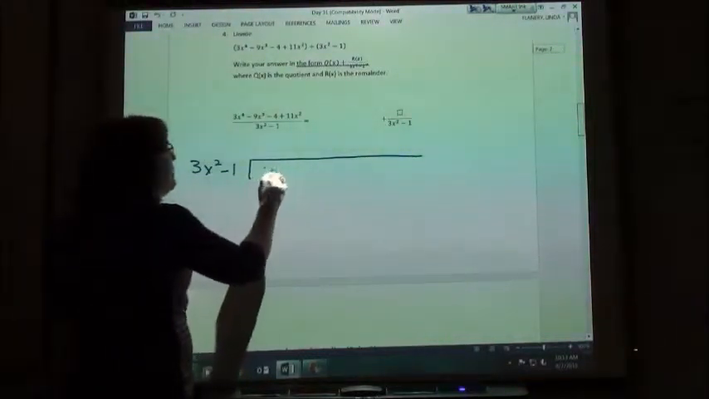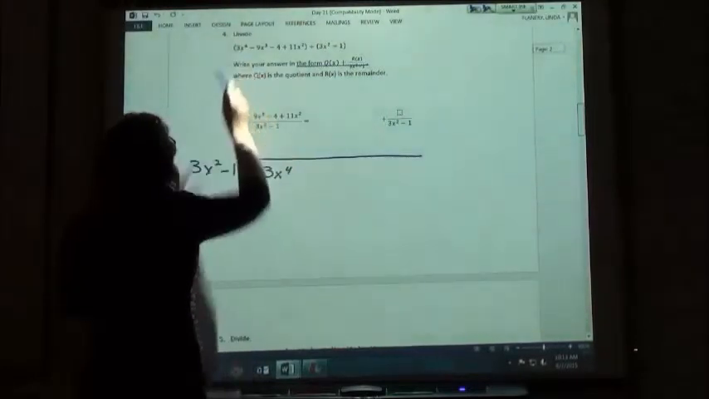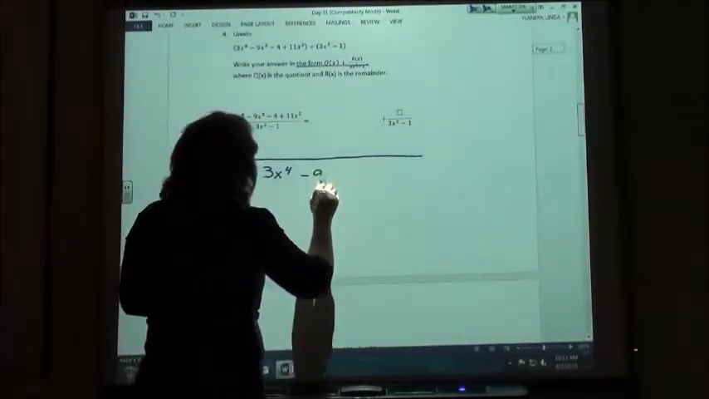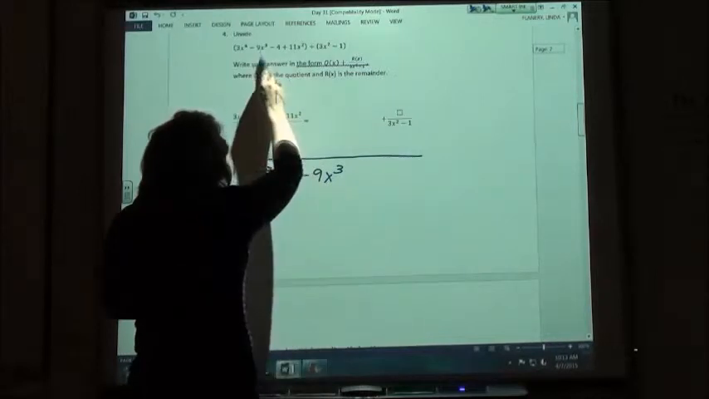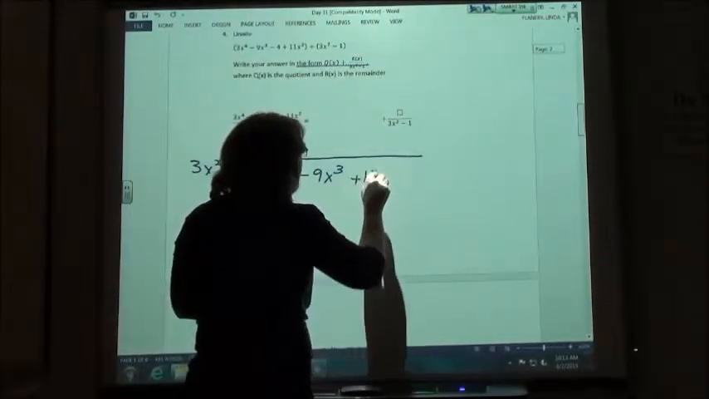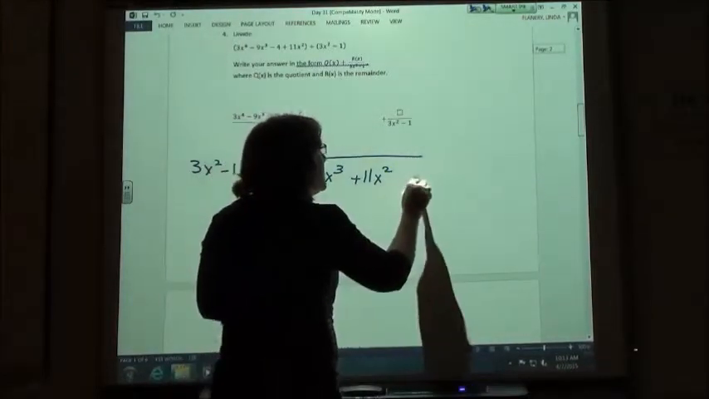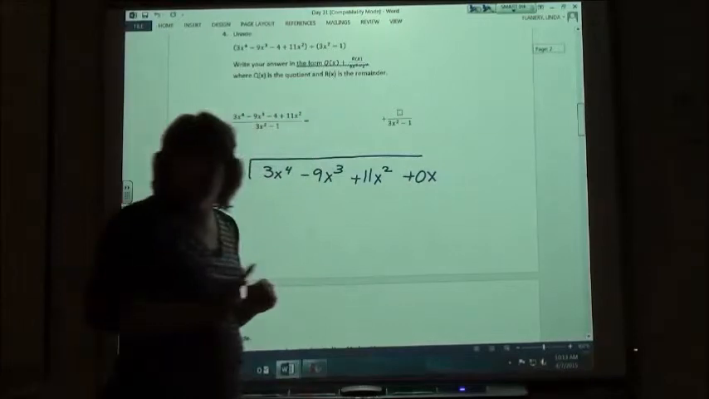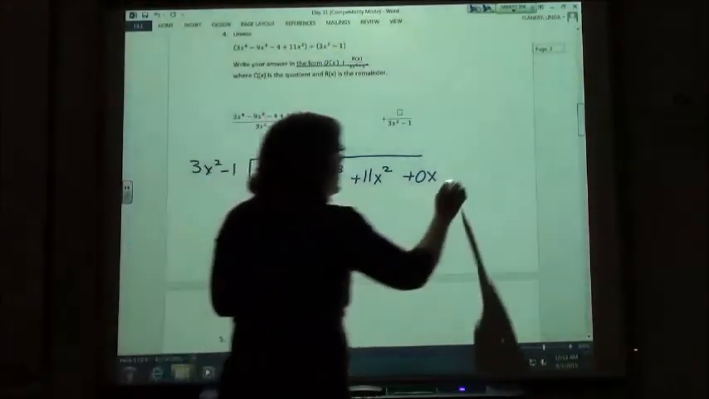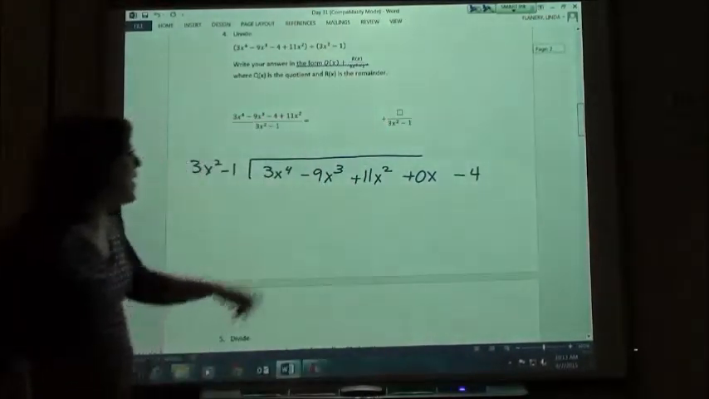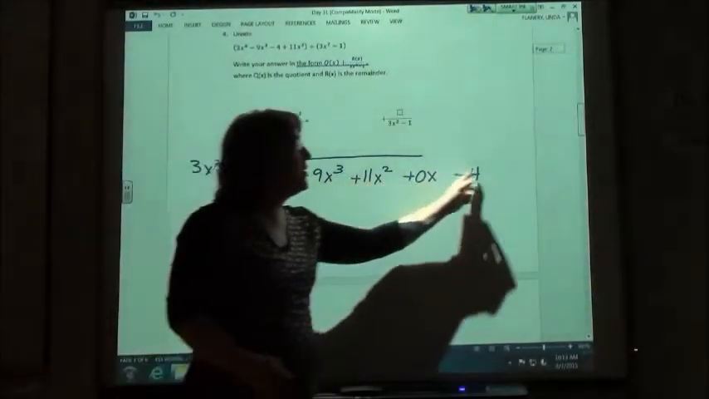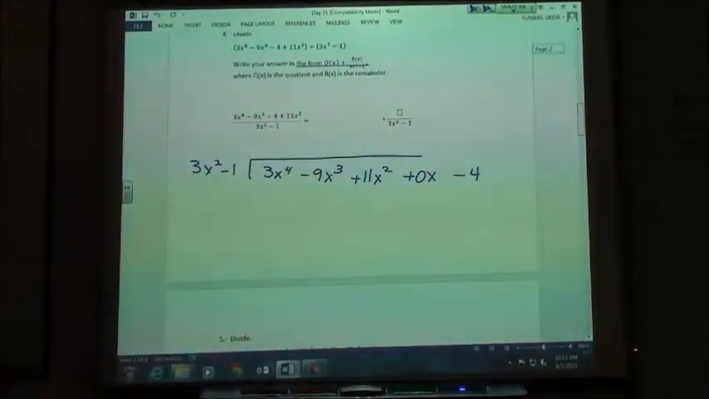So I'm going to have 3x to the 4th first because that has my highest exponent, minus the 9x to the 3rd. Then I'm going to have the positive 11x squared. Then there aren't any x's, so now I'm going to put a 0x as a placeholder. And then I'm going to have the minus 4, so that everything lines up right. 4, 3, 2, 1, none on my variables. So if they skip a term, I'm going to put a 0 in its spot, just in case I need to line up some like terms.